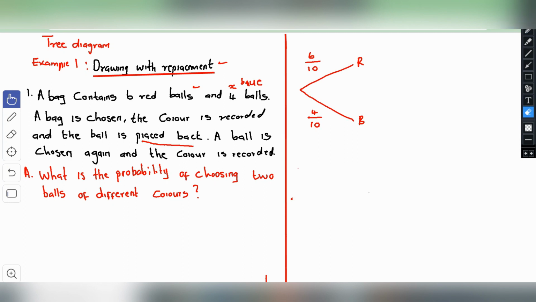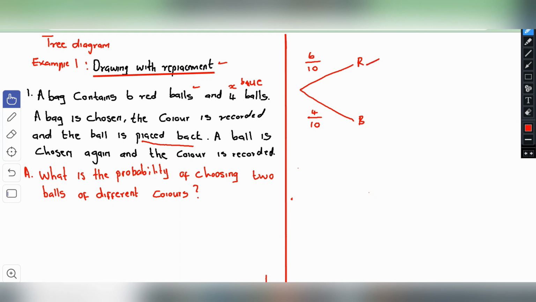So now, after writing these values, we know that a ball is chosen and the color is recorded, right? And the ball is chosen and the ball is placed back, right? Then we did it. Therefore, a ball is chosen again and the color is recorded.